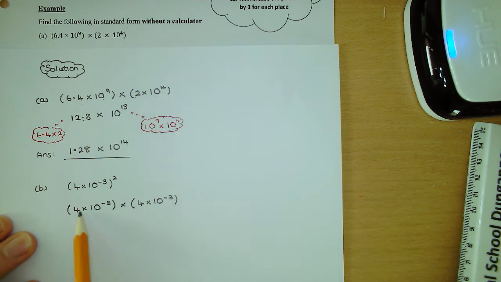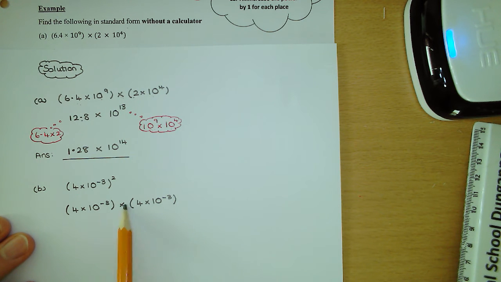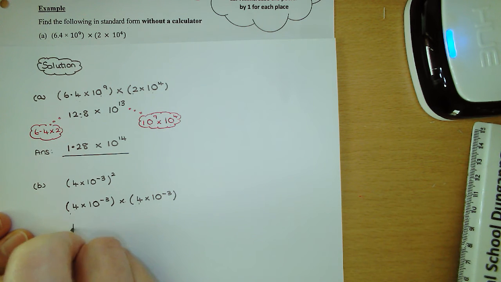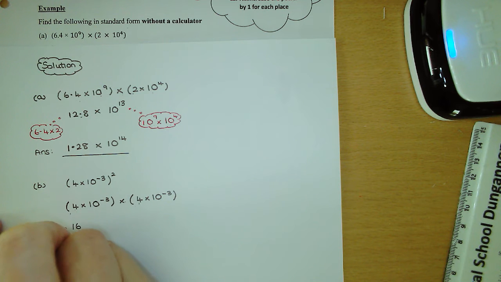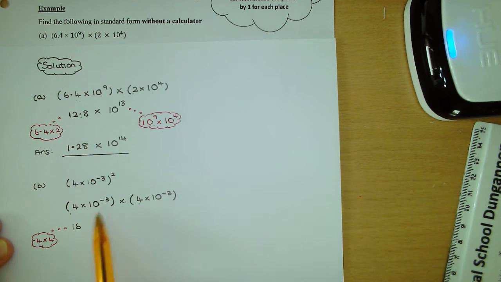So again, we're multiplying two numbers that are in standard form. Multiply the numbers that come before the indices. So 4 multiplied by 4 is going to give us 16. And then we're going to multiply the two indices. So we're going to work out what 10 to the power minus 3 multiplied by 10 to the power minus 3 is.